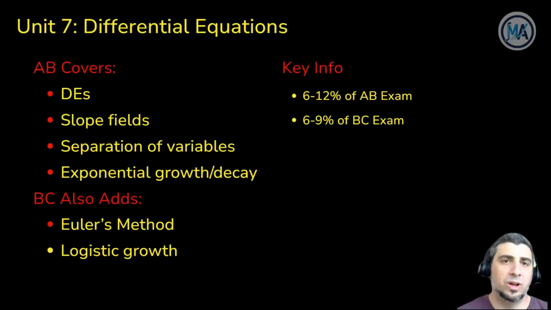Unit 7 deals with differential equations, and the AB content is going to be differential equations, including slope fields, separation of variables, and exponential growth and decay. BC is going to add to that Euler's method and logistic growth. On the AB exam, Unit 7 is going to take up about 6 to 12% of the content, whereas on the BC exam, 6 to 9%.